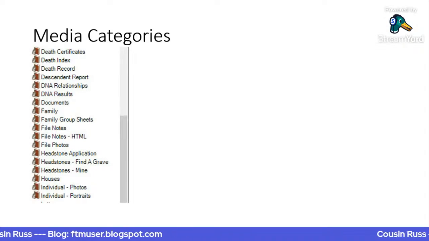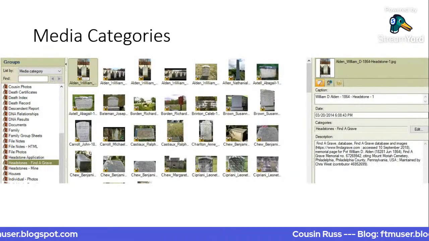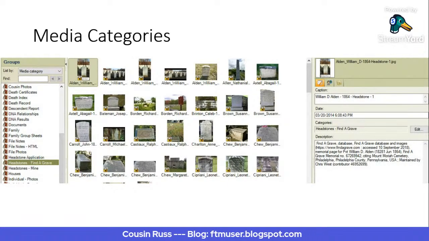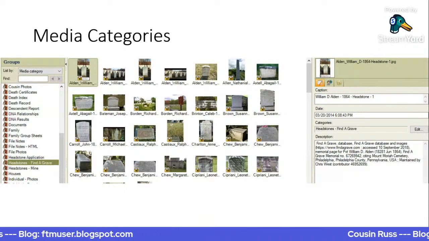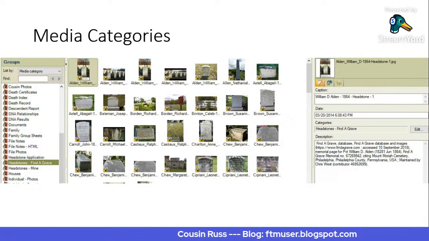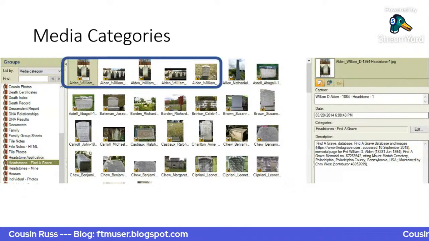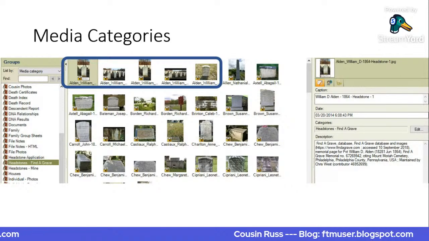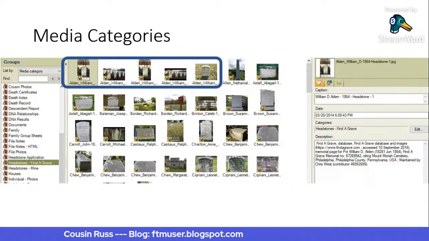Now, here's an example of a media category, and down the left-hand side, you'll see headstones, Find a Grave. So that is the headstone category from Find a Grave. And here is where the sorting comes into play. I want to see all of the media files, or in this case, Find a Grave images that I have for Alden William D.